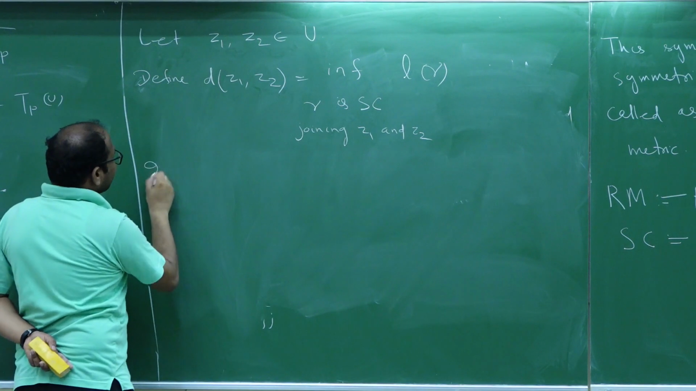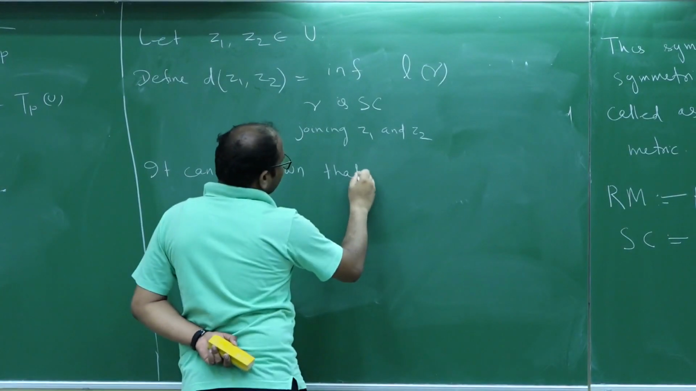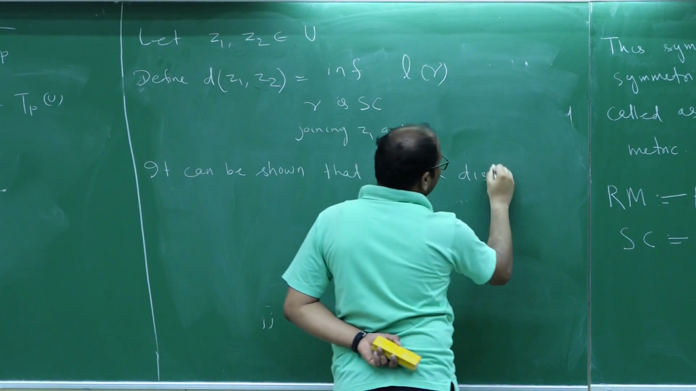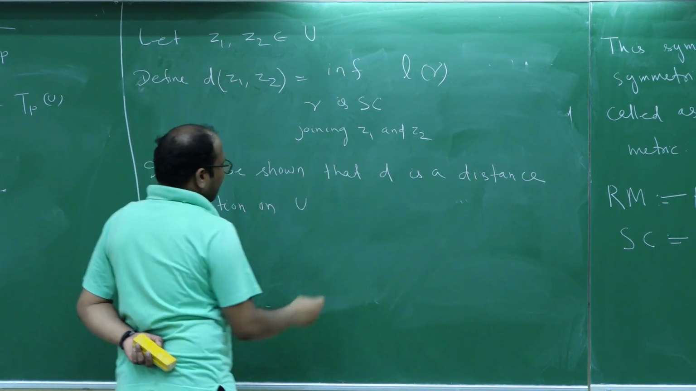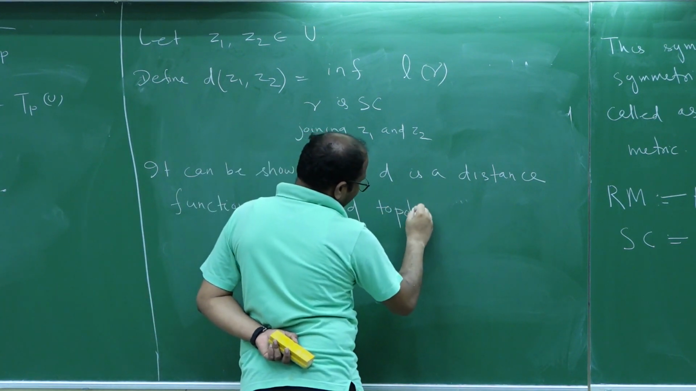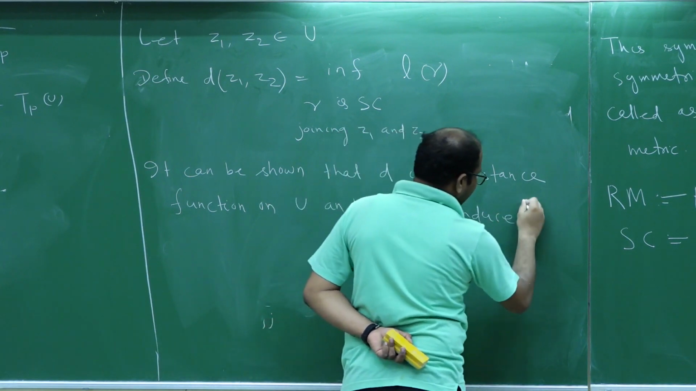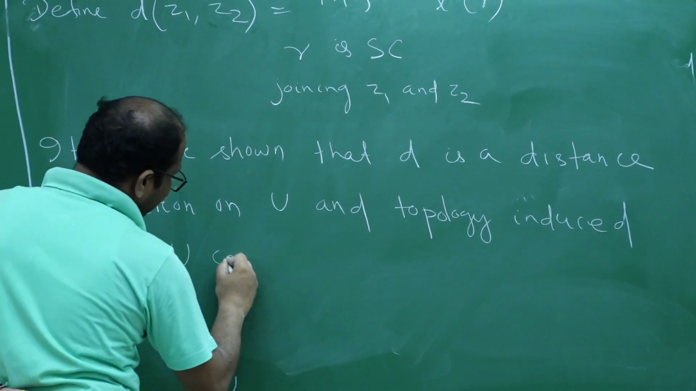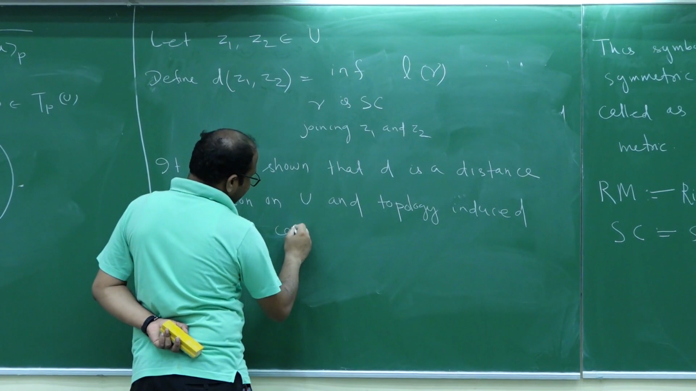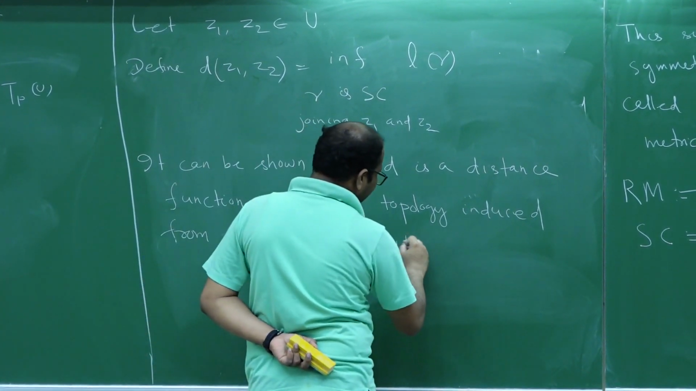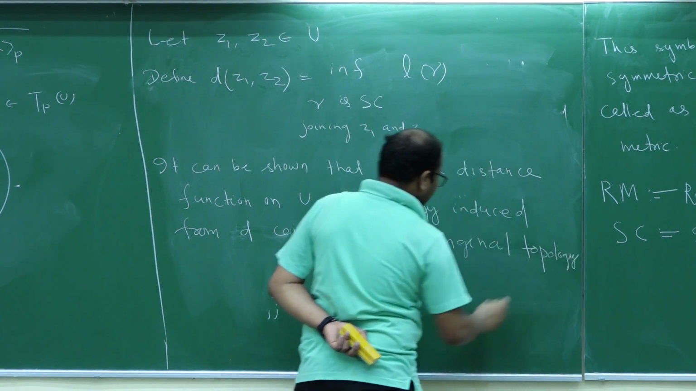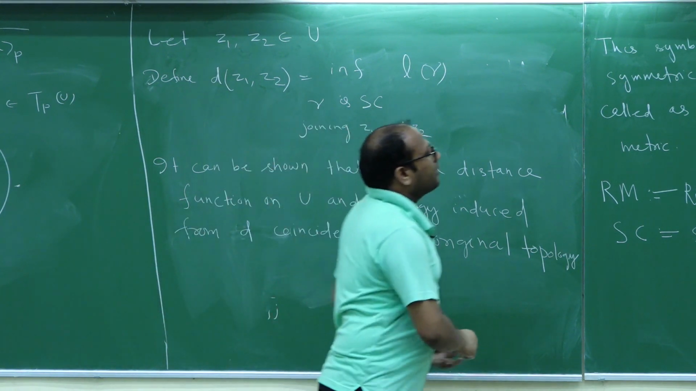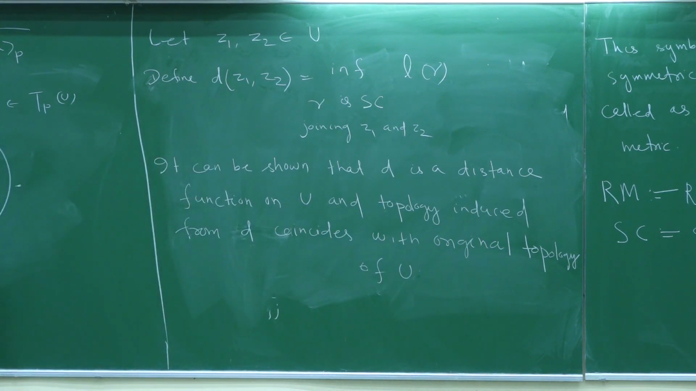So that means, okay, it can be shown, it's not difficult, that d is a distance function on U. And the topology induced from d on U is the original topology. So d is a distance function on this.